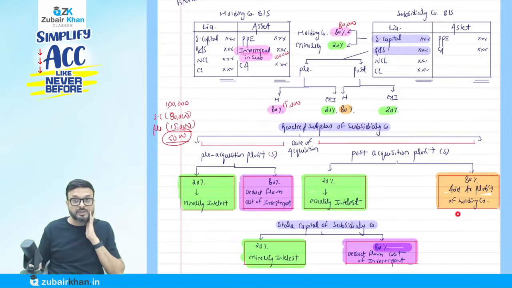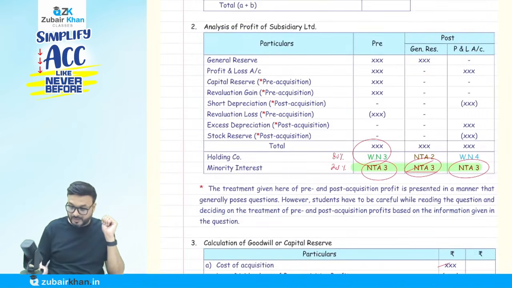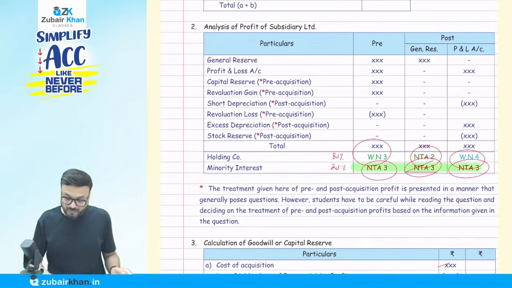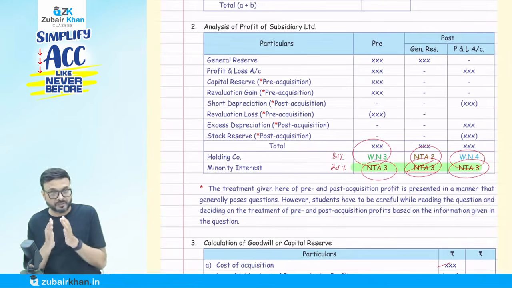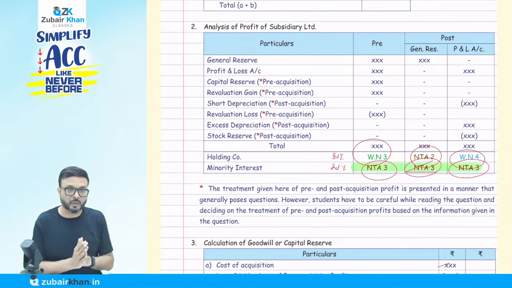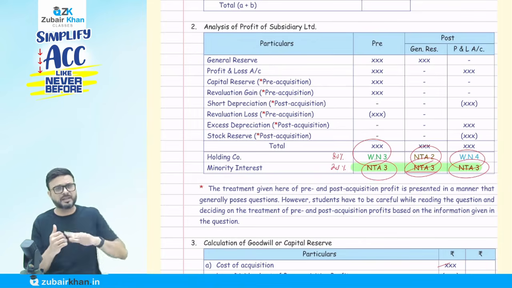Now what about these? For the post-acquisition profit, the part which belongs to the holding company will be added to the profit of the holding company. This is the post-acquisition profit. Basically, if it is related to general reserve, it will go to the general reserve. If it is related to profit, it will go to the normal P&L account of the holding company. So the post-acquisition profit of the subsidiary company which belongs to the holding company will be added to the profit of the holding company. If it is general reserve, add to the general reserve. If it is P&L, add to the P&L.